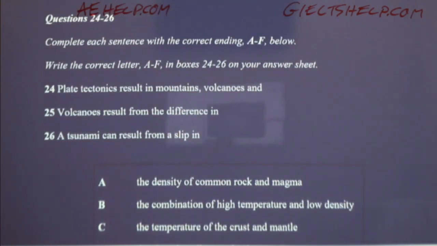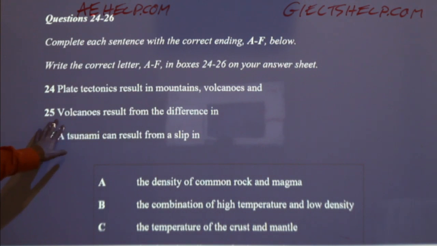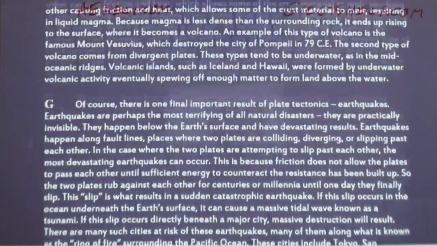But it's okay to read this. Plate tectonics result in mountains, volcanoes. Volcanoes result from the difference in. A tsunami can result from a slip. So we can assume that we're reading something about volcanoes and plate tectonics.